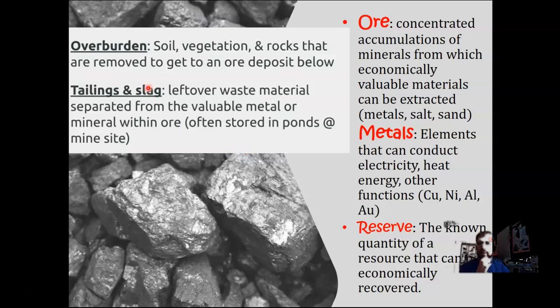A few other vocabulary words are overburden. And that's the soil, vegetation, and rocks that are removed to get to an ore deposit below. So that's how much of the earth is moved to get to the resources. And finally, tailings and slag, which are the leftover waste material separated from the valuable metal or mineral within ore, often stored in ponds at the mining site.